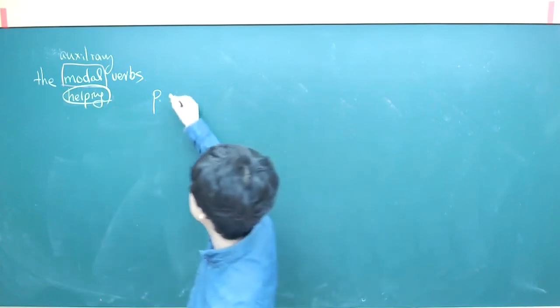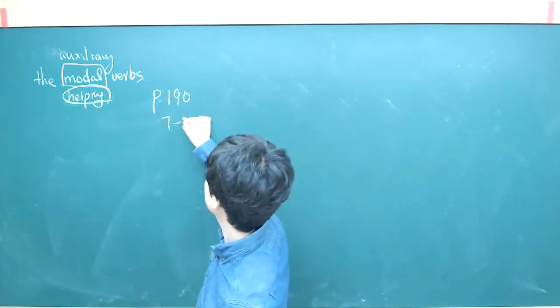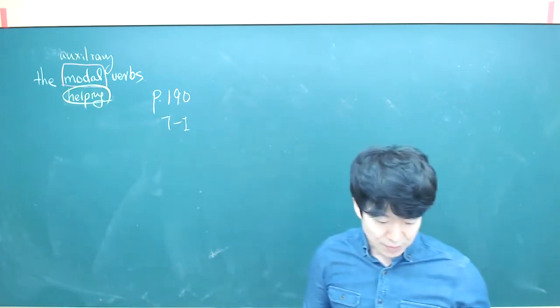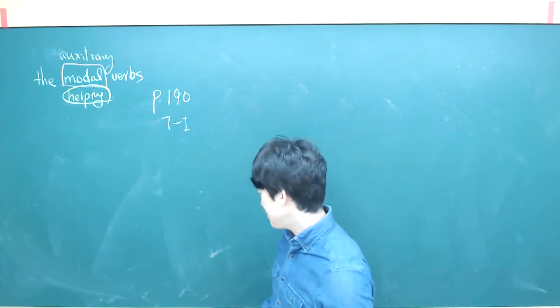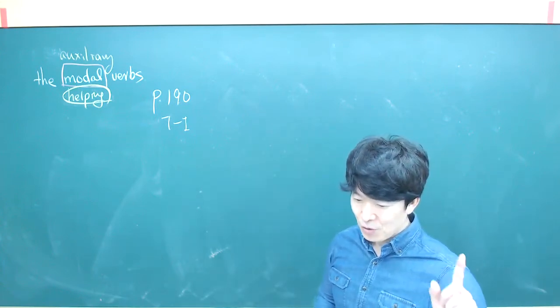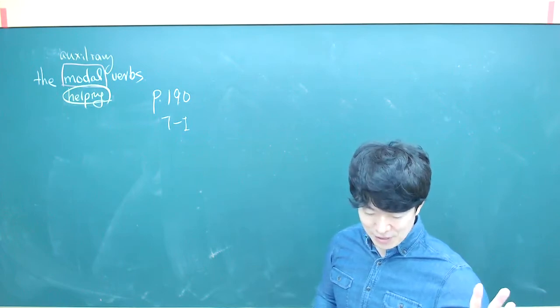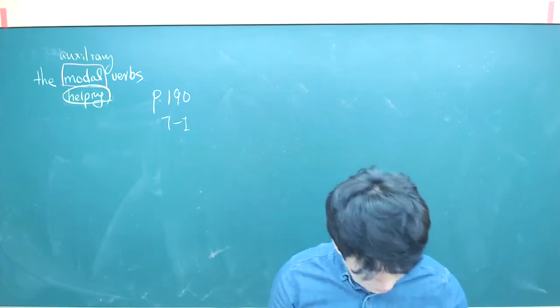Page 190. 7-1. The form of modal auxiliaries. We already talked about the form of modal auxiliaries in rules 1, 2, and 3. And in your textbook, it says like this.